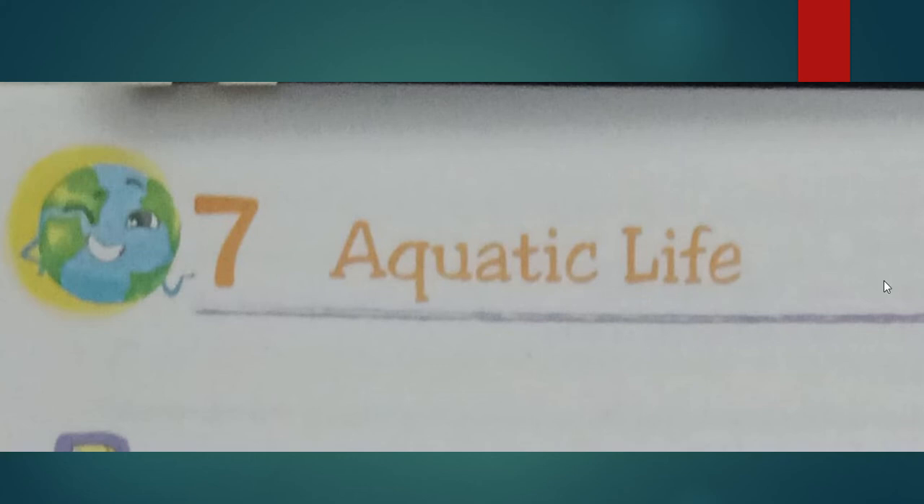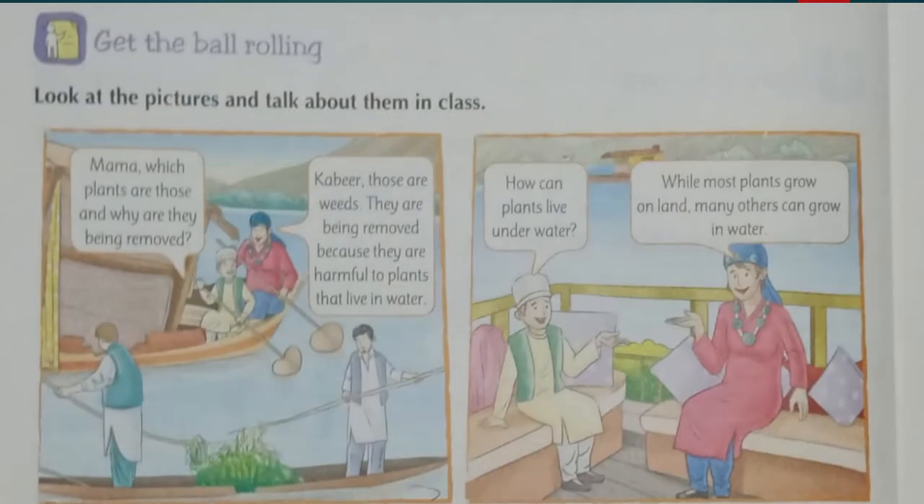So let us start with what we did in the last class. Let me give you a quick revision first. As you can see in the picture, a conversation is going on between a mother and her child. So what is the conversation? Mama, which plants are those and why are they being removed? So the boy is asking about a particular plant species. He is asking about this plant to his mother.